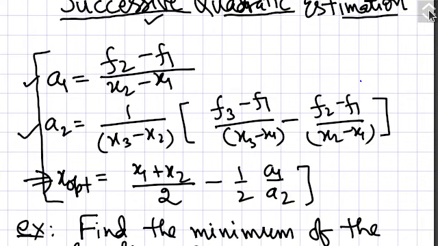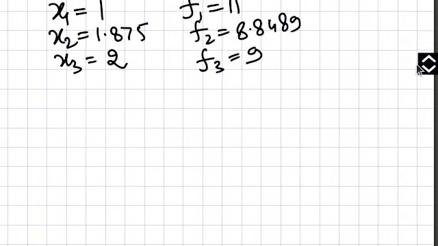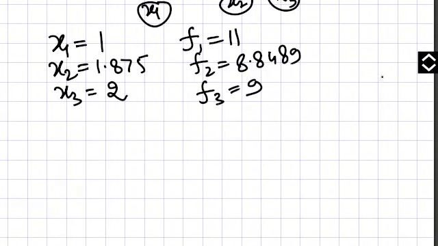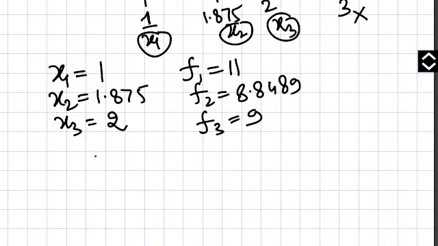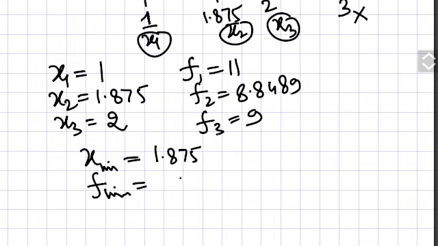So based on this formula you can put your numerical values here. So you will find this time a1 to be minus, okay, one more point to be done before this, that we need to decide, based upon this graphics you can say that our minimum is 1.875, and the minimum value of the function is 8.8489. So these values will be needed for finding the error.